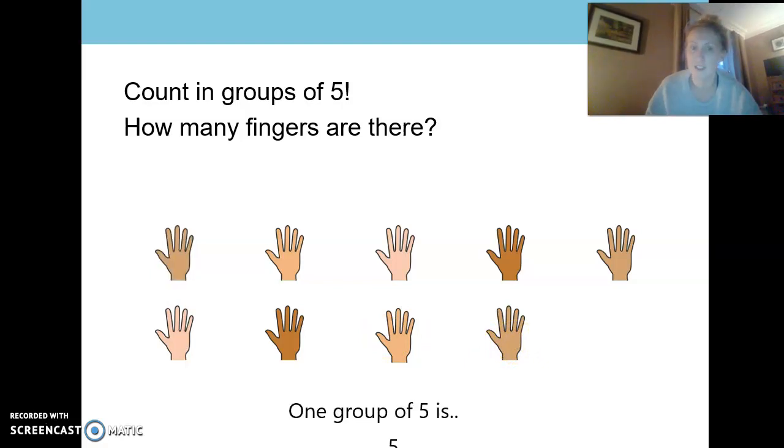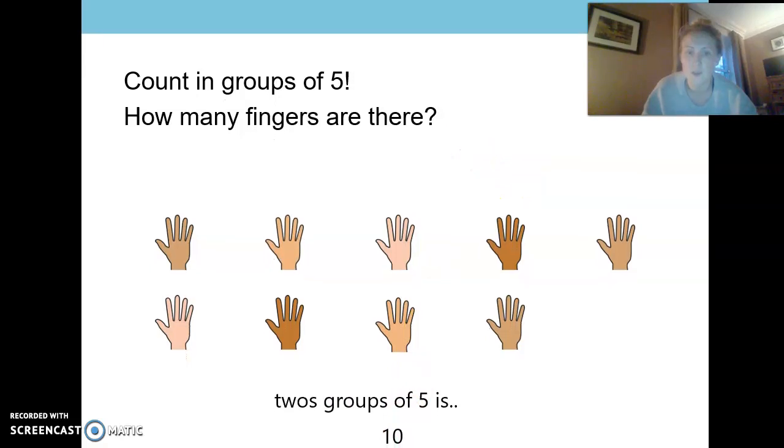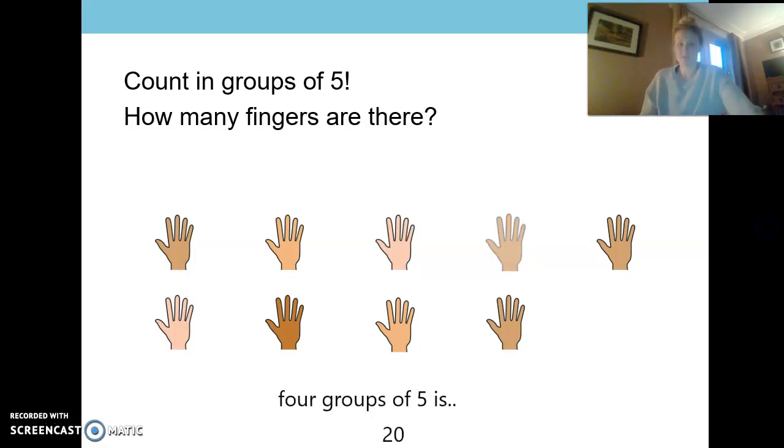5, 10. One group of, let me move this down because I think it's cut you off a little bit. Let's see if I can move this down so you can see it a bit more. One group of 5 is 5. Two groups of 5 is 10. Oh, sorry, it's going silly again. 3 groups of 5 is 15. 4 groups of 5 is 20. 5 groups of 5 is 25.